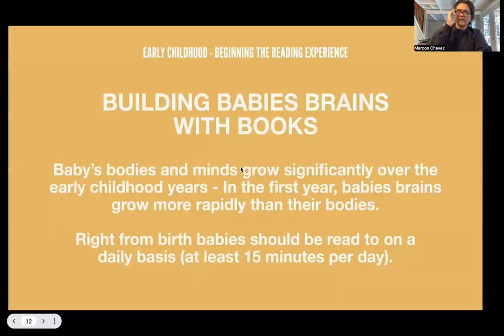So, building babies' brains with books, but basically that means thinking about where different individuals are in their early childhood development. Babies' bodies and minds grow significantly over the early childhood years. So you usually think about when there's a baby growing up, you think about all the milestones in terms of their physical changes, their ability to grab something, their sitting up, the way they move their head.